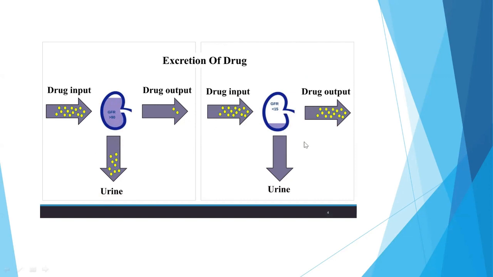But if the GFR is less than 15, or severely decreased, then most of the drugs will not be excreted, and there will be drug toxicity because more of the drug will remain in the system. You need the drugs to get metabolized and go out of your body to get excreted. But if that is not occurring, then there will be drug toxicity or overdose.